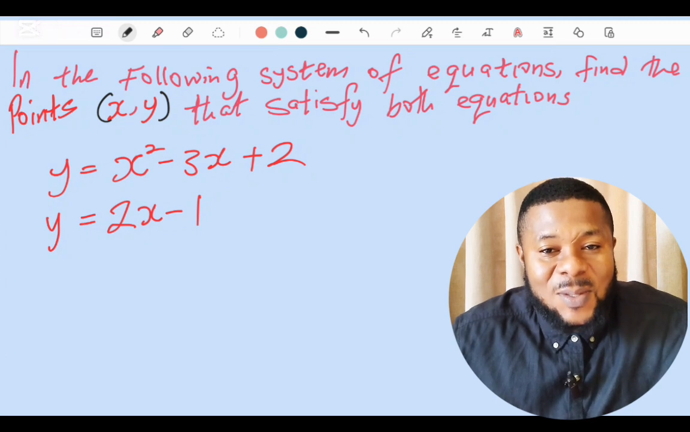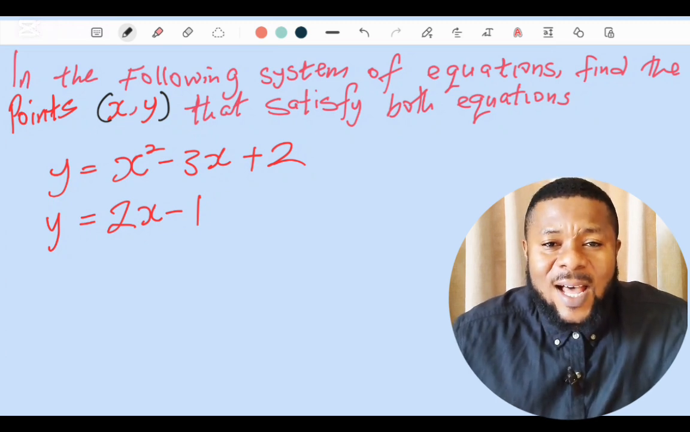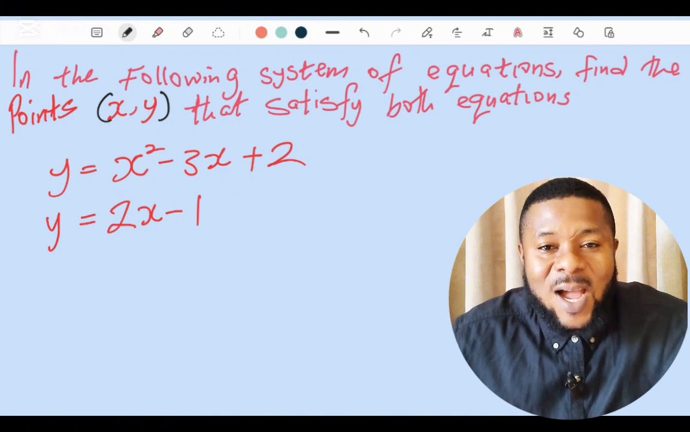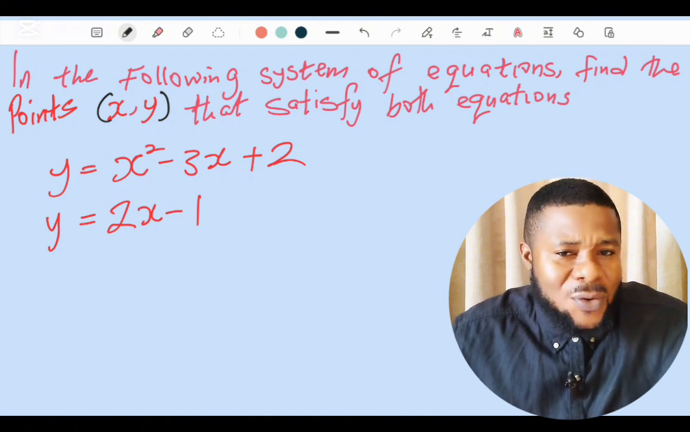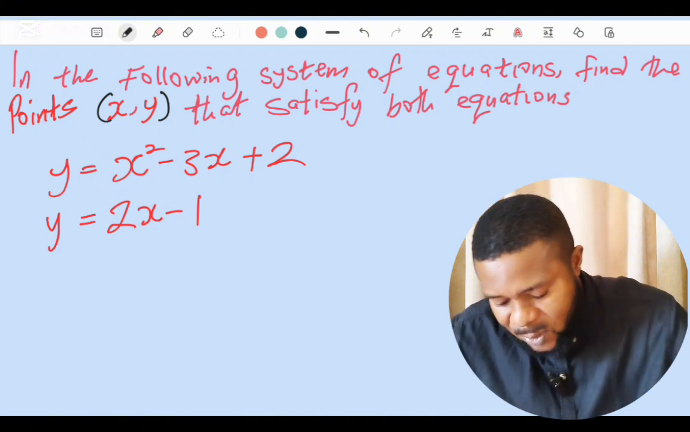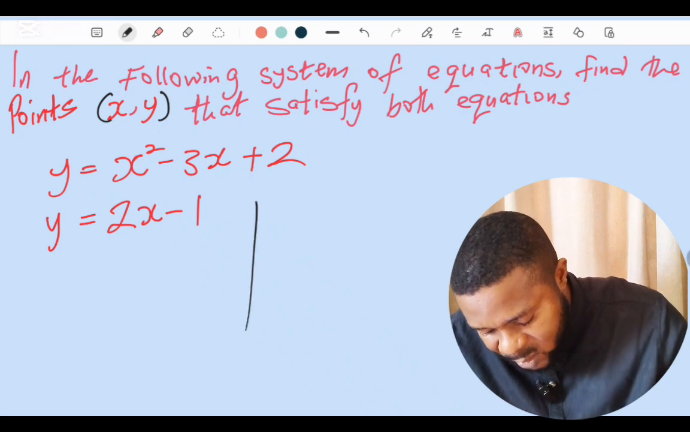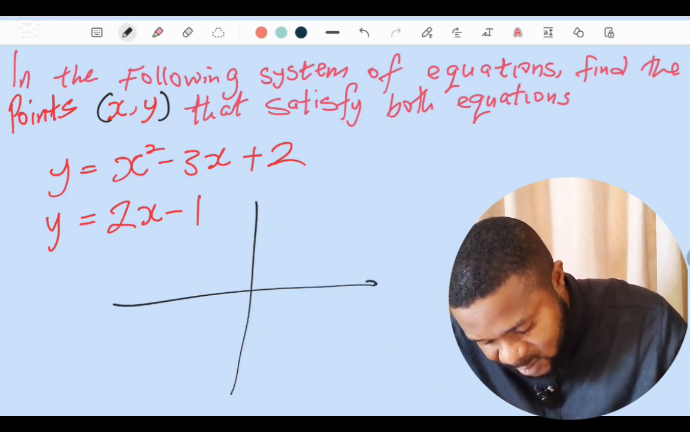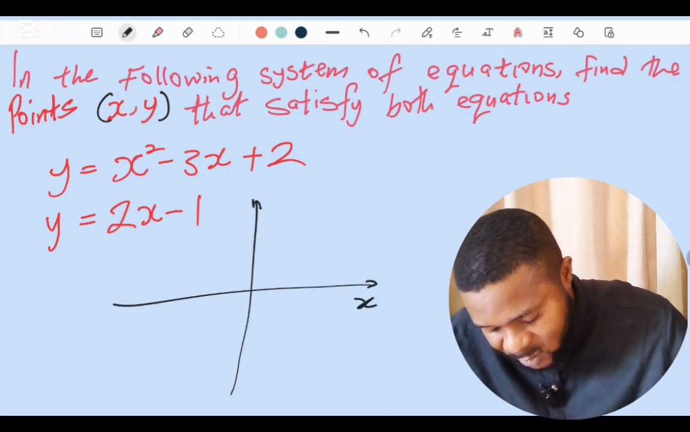We have a system of equations to solve today, and the question is requiring us to find the points that satisfy both equations. So for us to visualize what we're trying to do, assuming that we have our coordinate this way, we have our x-axis, we have our y-axis this way.